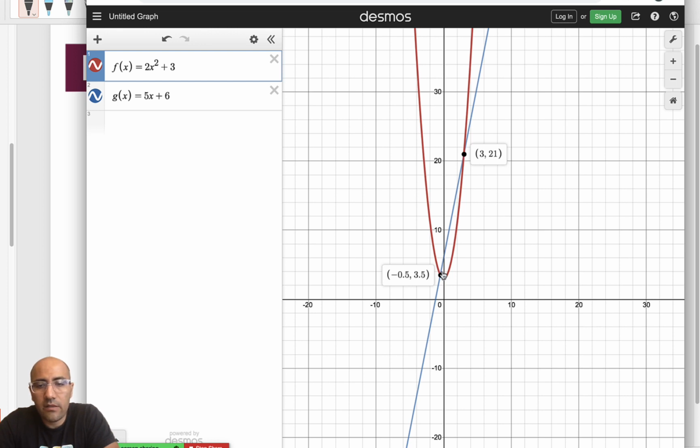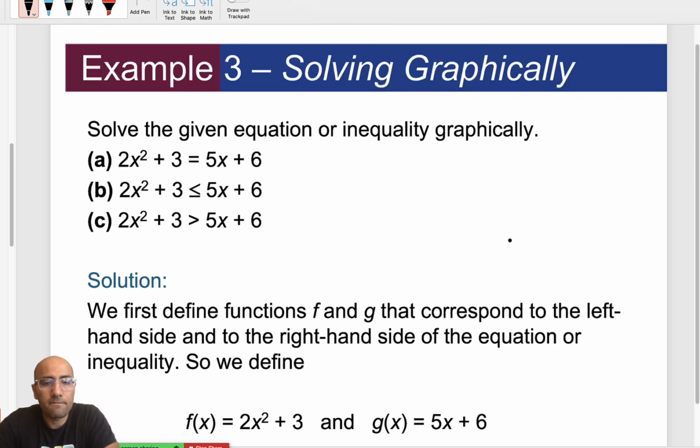But we can easily tell that these are the 2 points where they will equal each other. So when the input equals negative 0.5, both functions will have the same output of 3.5. And when x equals 3, both functions have the same output of 21. So those are the 2 solutions to this equation.